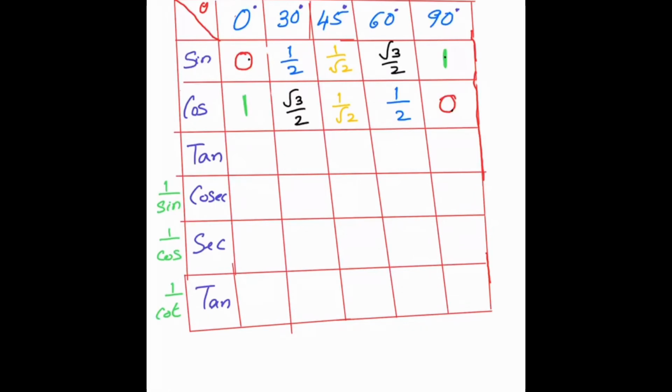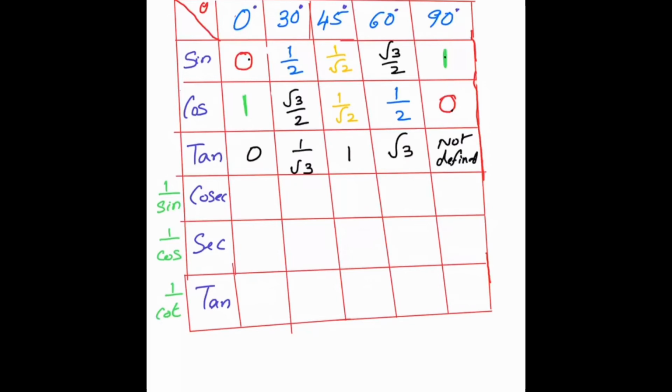Now we will write down tan. Sine by cos: 0 by 1 is 0. This is 1 by root 3, here it will be 1, and tan 60 will be root 3, and here tan 90 is not defined. It is 1 by 0, so not defined.